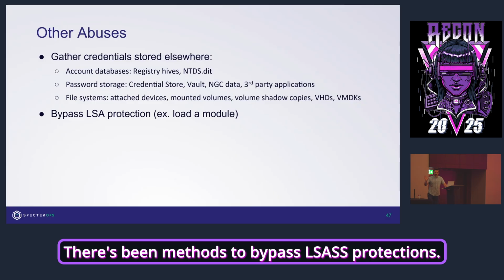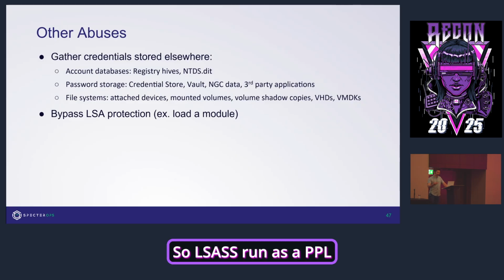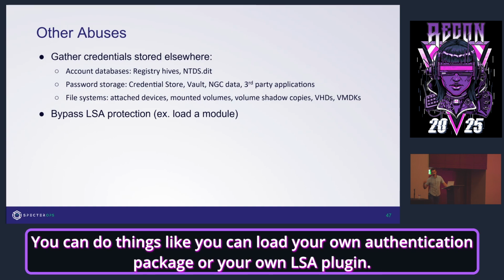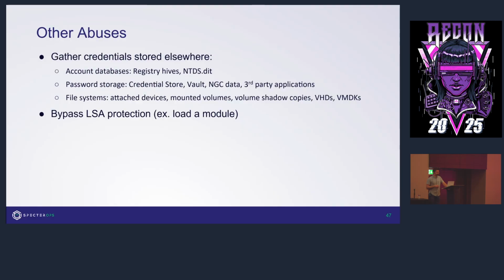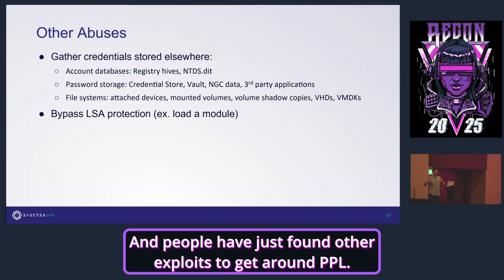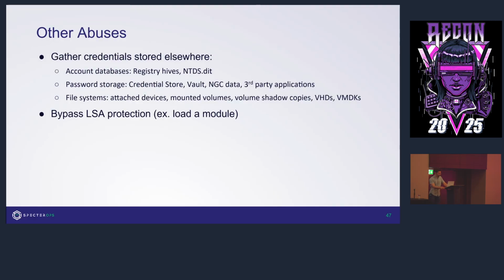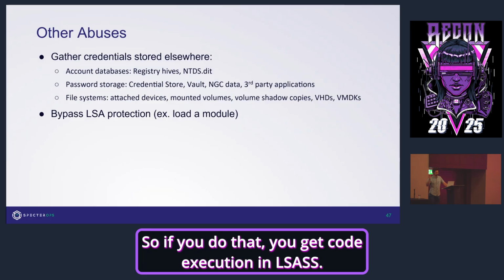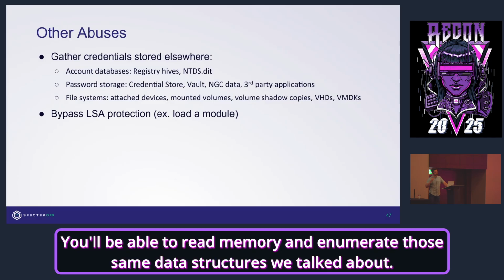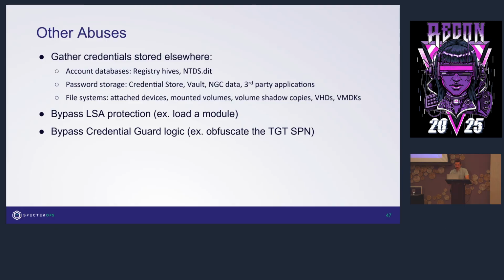There have been methods to bypass LSASS protections, so LSASS runs as a PPL, that have come out over the years. You can do things like load your own authentication package or your own LSA plugin, and people have just found other exploits to get around PPL. So if you do that, you get code execution in LSASS. You'll be able to read memory and enumerate those same data structures we talked about.